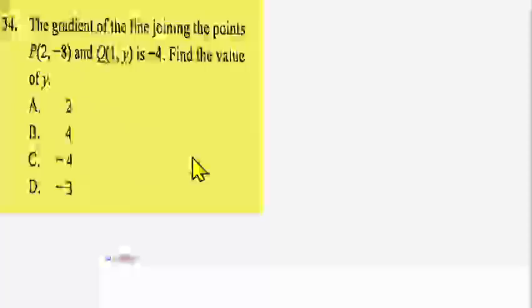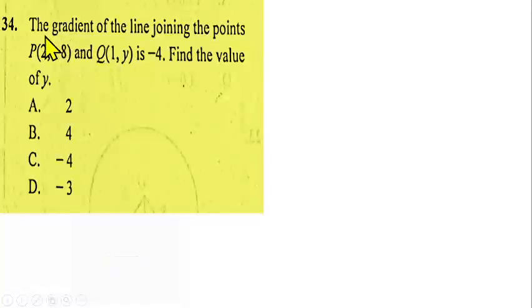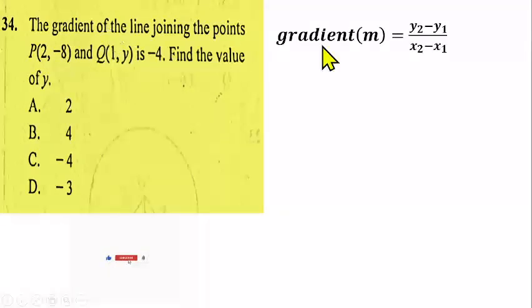Question number 34 is from coordinate geometry. You are told that the gradient of the straight line joining the points P and Q is -4. We have to find the value of y. Like I told you, the gradient of a straight line, given the two coordinates that the line passes through, is equal to change in y over change in x. Our change is y2 minus y1 over x2 minus x1. The gradient is already given, which is -4.